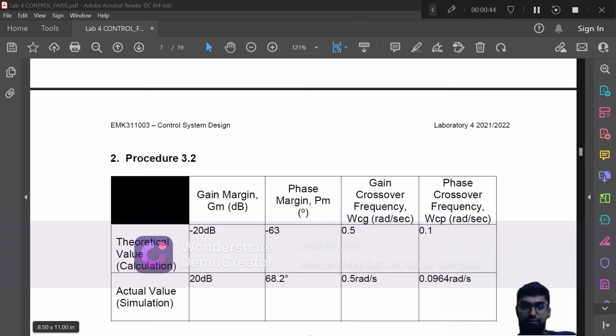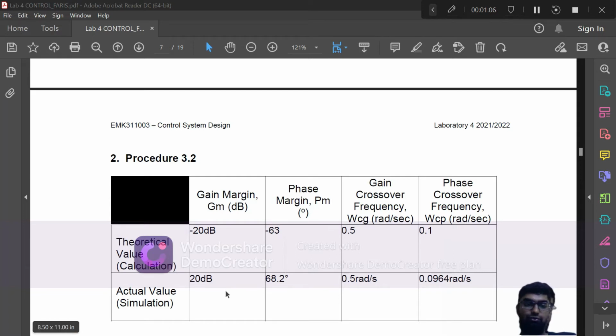So by calculation I get the gain margin GM equals to negative 20 decibels. Phase margin equals to negative 63 degree. Gain crossover frequency equals to 0.5 radian per second. Phase crossover frequency equals to 0.1 radian per second.